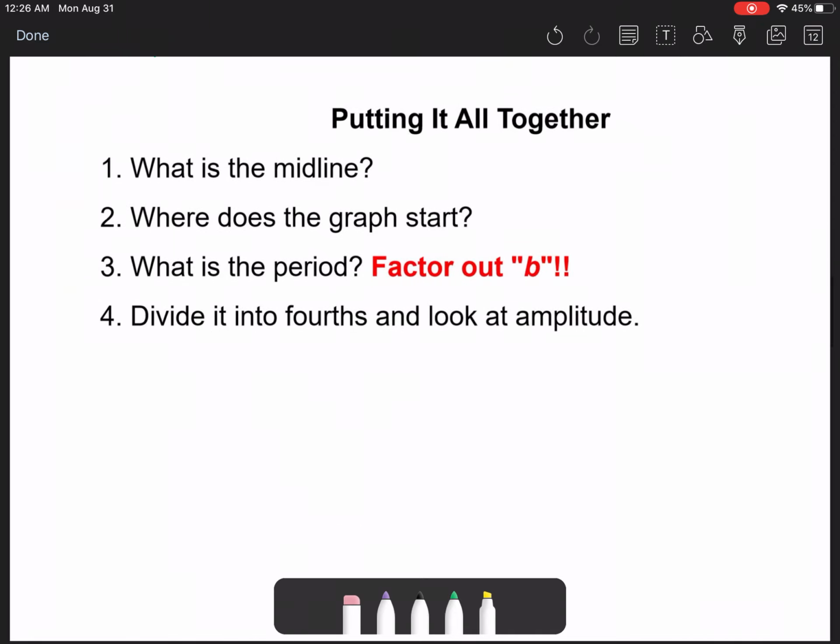All right, putting it all together. Now, number 1, actually, I'd like to move this up here and make this number 1. We want to factor out b if it hasn't already been factored out. Then we're going to find the midline, which is represented by D. Then we're going to ask ourselves, where does the graph start? That is represented by C.